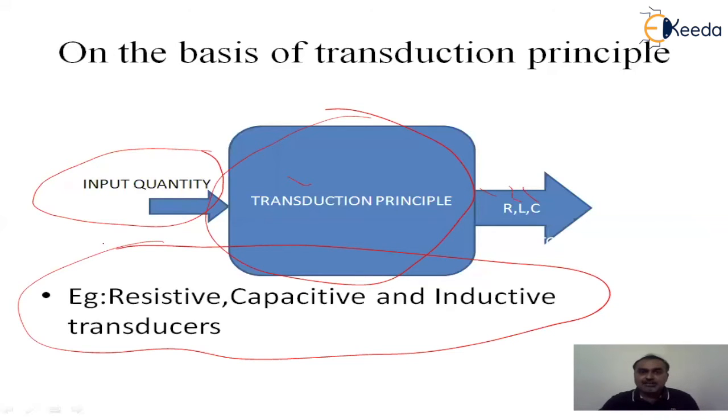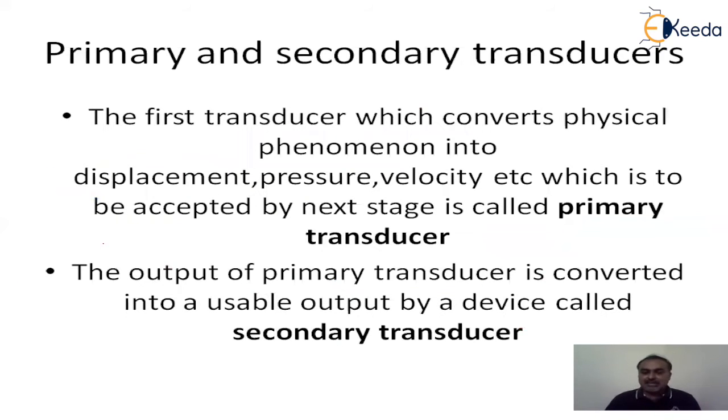Next one is primary and secondary transducers. In instrumentation engineering, in certain industries, only one conversion is not needed; there is more than one conversion. So we use different types of transducers. Only one transducer is not enough, we use more than one transducer. That's the reason these transducers are called primary and secondary transducers.